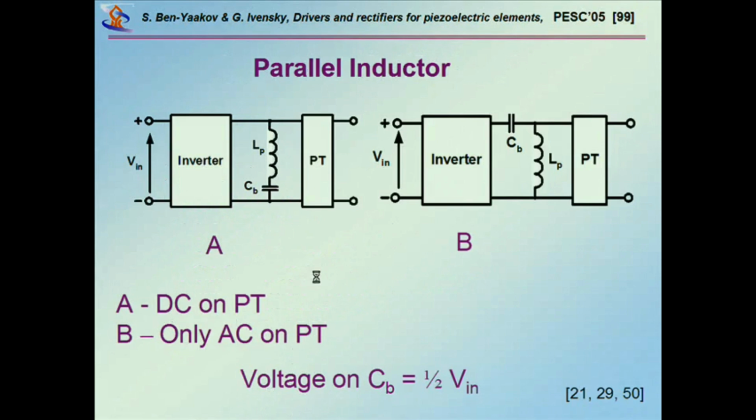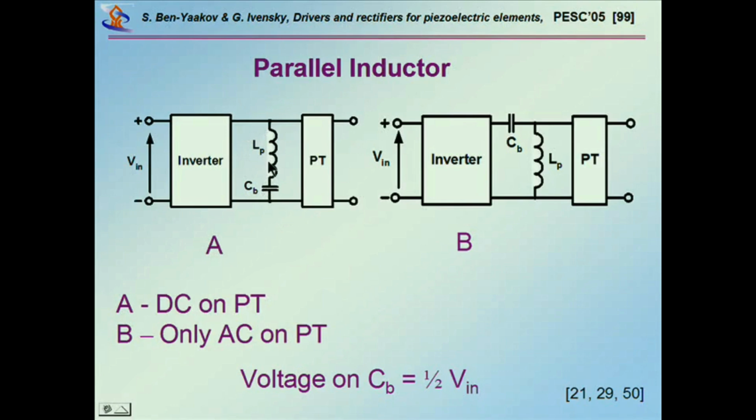So the other option is to add an inductor, and there are several ways to do it. Here we show the parallel connection. You can put an inductor in parallel. Obviously you need a capacitor in order to block the DC, because in a half bridge you have a DC component here. Or you can put a series capacitor here and then put the inductor so that you have decoupling of the DC.